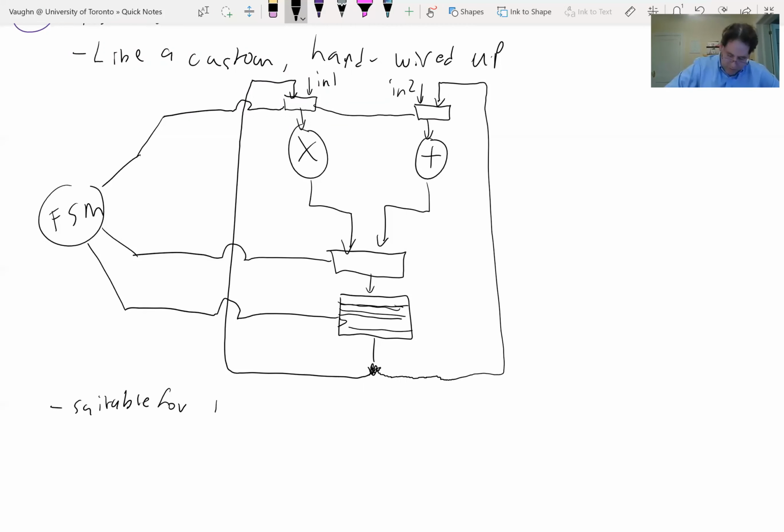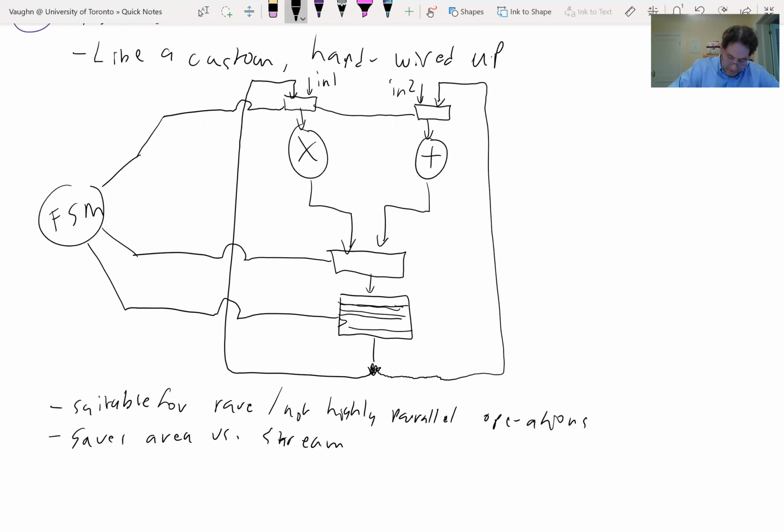So it's suitable for rare or not highly parallel operations. If you just don't need the speed, don't waste the area. It basically saves area versus streaming. So another case where you use it is just where the streaming is just too big. It's not even an option because it won't fit.